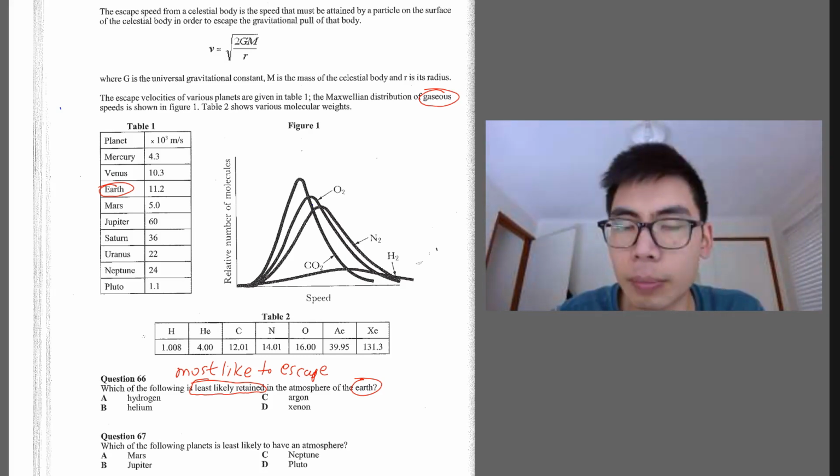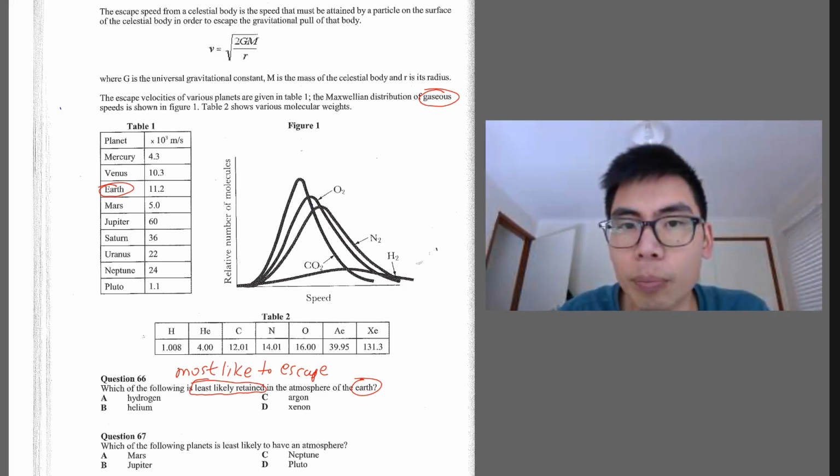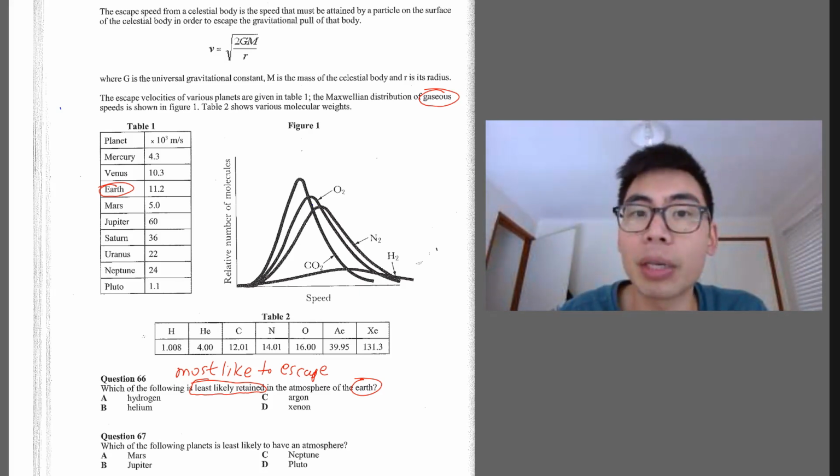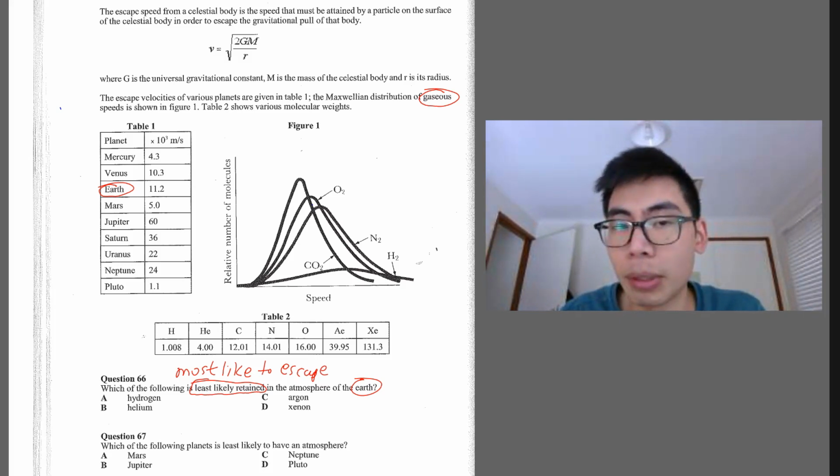So let's have a look at what the escape speed is. So let's have a look at the first paragraph. It says the escape speed from a celestial body is the speed that must be attained by a particle on the surface of the celestial body in order to escape the gravitational pull of that body. Now that is a bit of a mouthful for most people, and it can be difficult to digest. And a tip that I usually give people is to try to replace certain words with things that are a bit easier for you to wrap your head around.